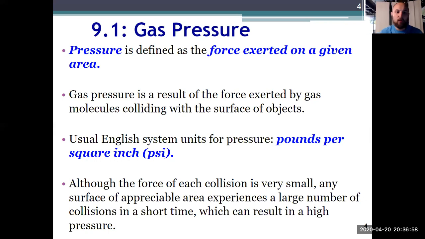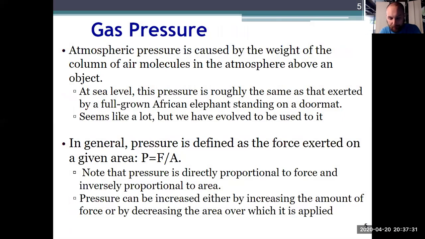But we get overall pressure to keep a tire inflated, for example, because of the number of collisions in a short period of time. That's how we get high pressure. It's not any one gas molecule, it's all of the gas molecules all at the same time. If you got hit with a ping pong ball, it wouldn't really be a big deal. You'd be a little more uncomfortable if you were getting hit with a trillion ping pong balls simultaneously. And that's the idea we need to carry forward with pressure.